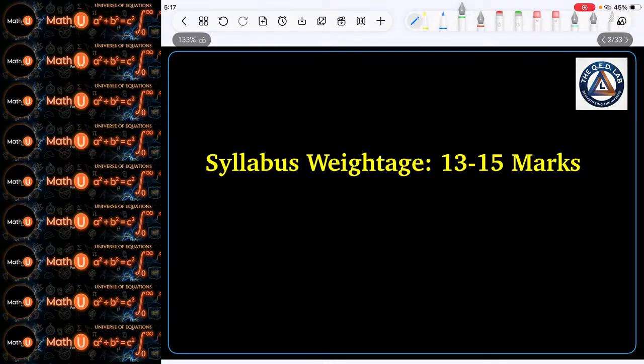The total weightage of mathematics in GATE is around 13 to 15 marks, the complete syllabus weightage. In the GATE exam, even 1 mark is very important for getting a rank. Be careful, and we can easily get 13 to 15 marks here in GATE mathematics.